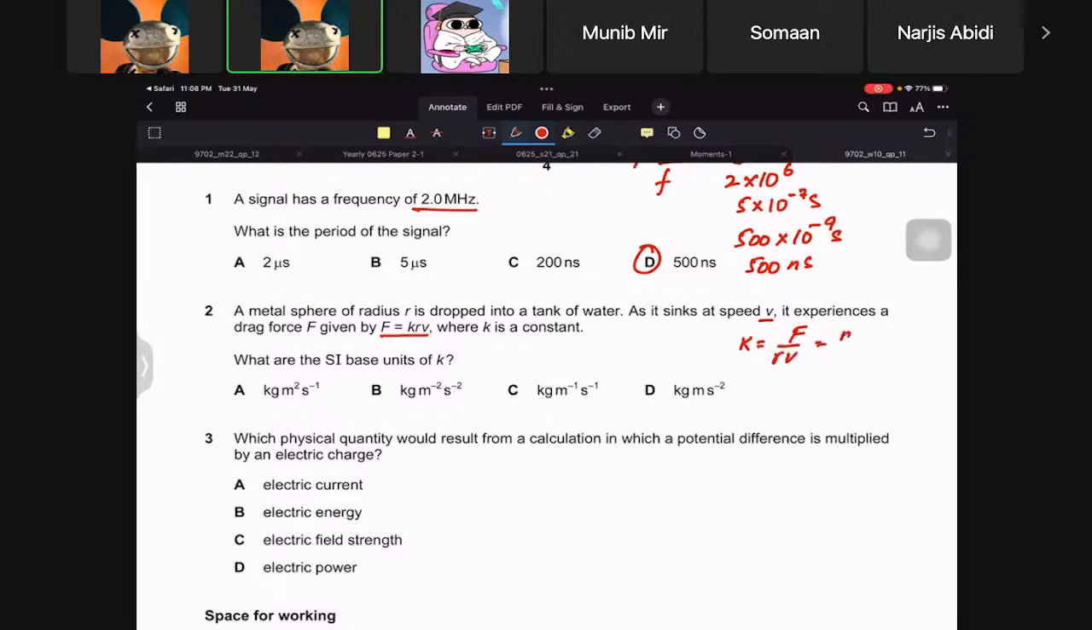Force can be written as m a, over r v. So mass is kg, acceleration is meters per second square, r is the radius, so 1 upon meter, and v is the speed, so meters per second. So kg meters per second square times 1 upon meters times second over meter. Now you can cancel one of them, so this will be kg second minus 1, meter minus 1, so that's C then. Pretty good.